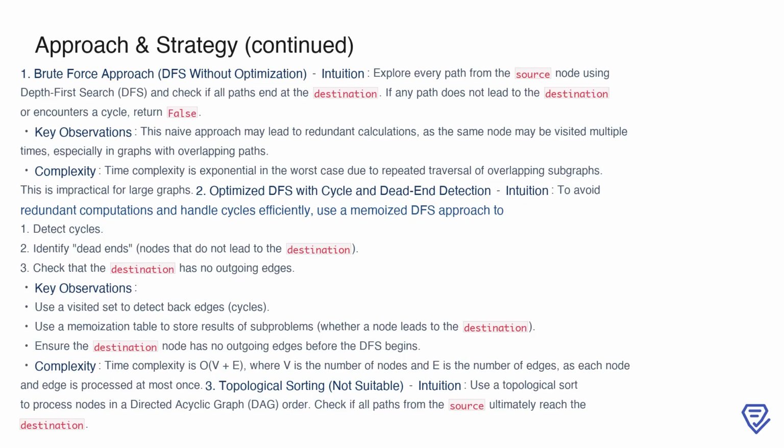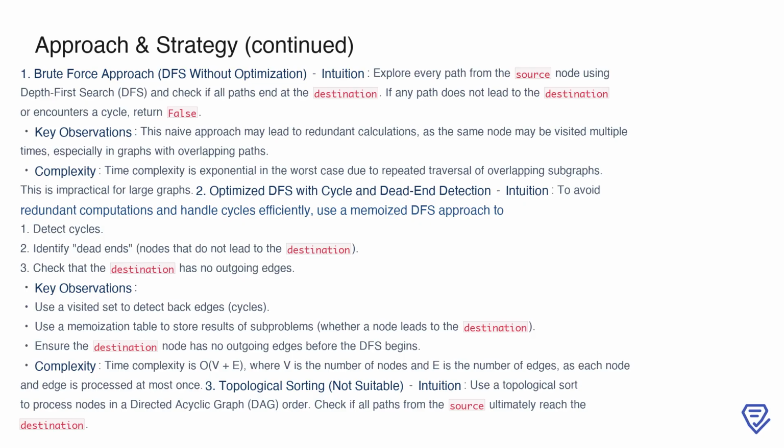However, this approach has a significant drawback: it's computationally expensive. Nodes in the graph may be revisited multiple times, especially in cases where paths overlap, leading to redundant calculations. This can result in exponential time complexity in the worst case, making it impractical for large graphs.